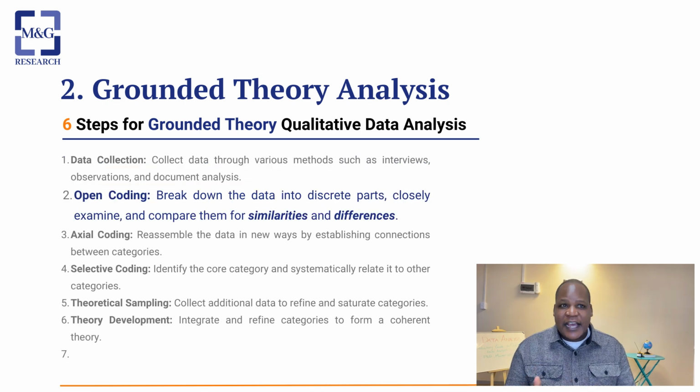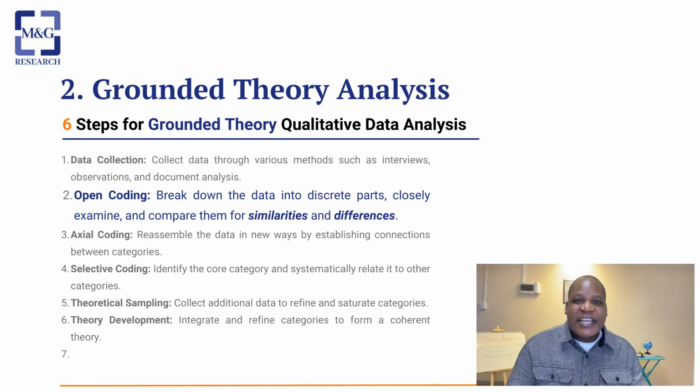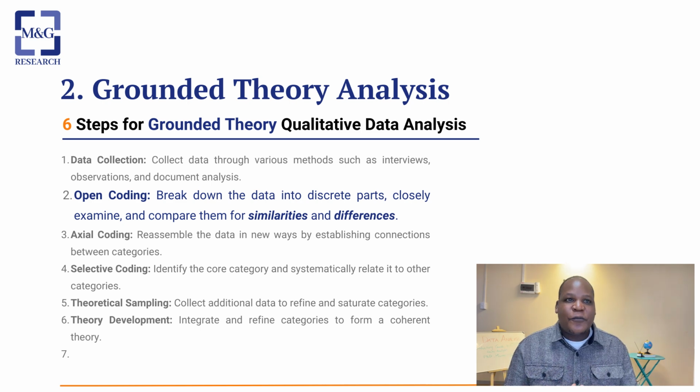And then the second aspect is open coding: breaking down the data into discrete parts, closely examining and comparing them for similarities and differences. Because you want to develop a theory, you need to establish what the similarities in the existing information are, and what the differences are, so that by the time you come to develop your own theory, you know the missing parts, or the nuances that are not appearing in the existing information. And so that's the relevance of open coding.